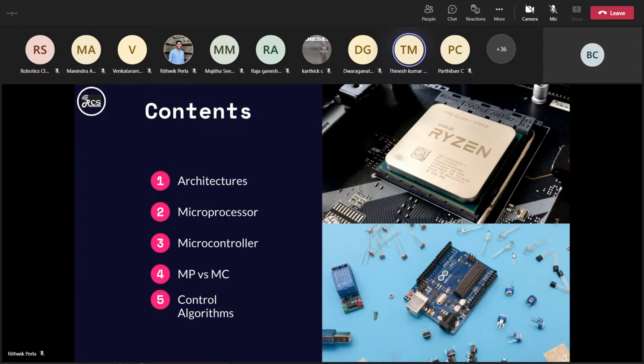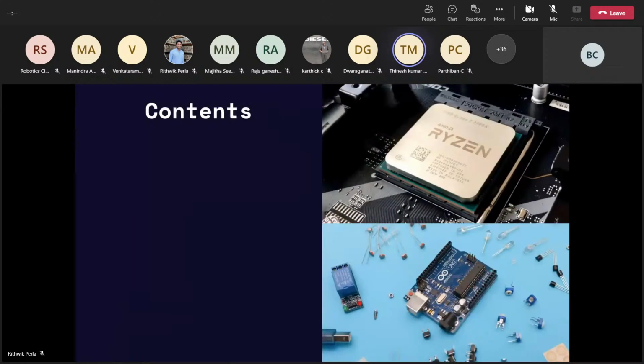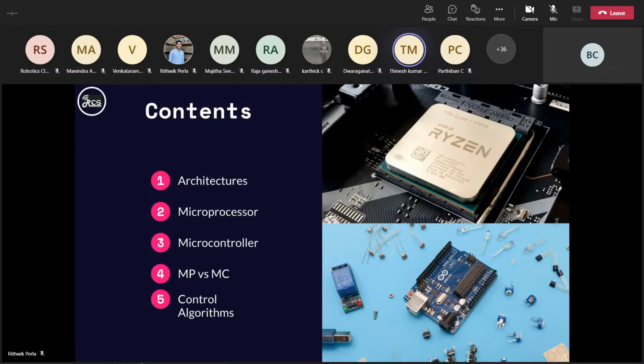So today, Parthiban from CSBS department, Ritvik Perla from EC department, and myself, Dinesh Kumar from Mechatronics department, are going to be hosting this session. Today we are going to be seeing about microprocessors and microcontrollers, right?